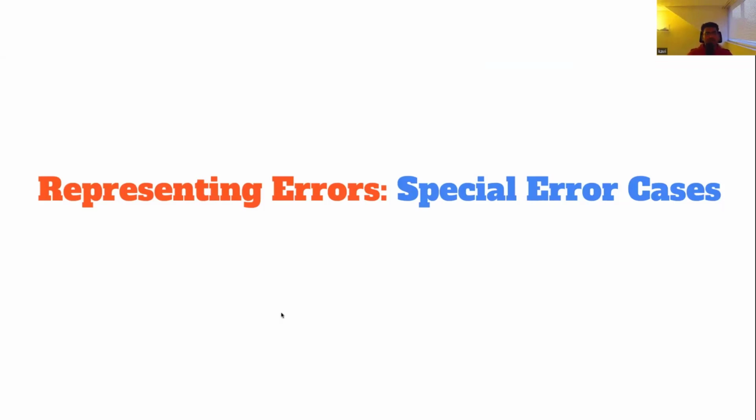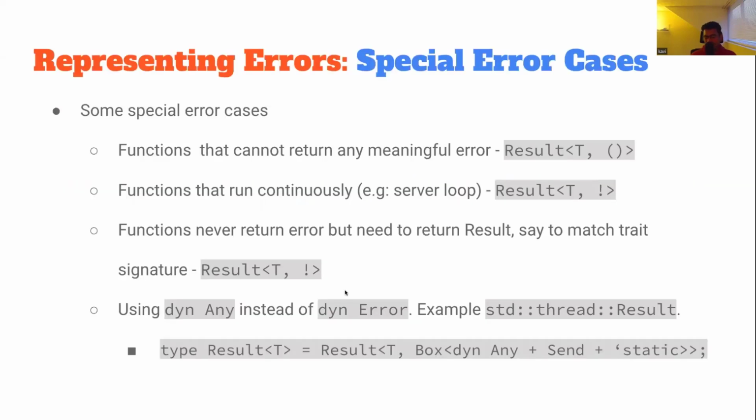Cool. So this is the last one in representing errors. So far we have seen two types, right? Enumerating, which gives a user control of exactly what type of error you can get out of the API. The other one is opaque error, which is just a single opaque error that tells the user something went wrong. The third one is special error cases, where there are some exceptions.